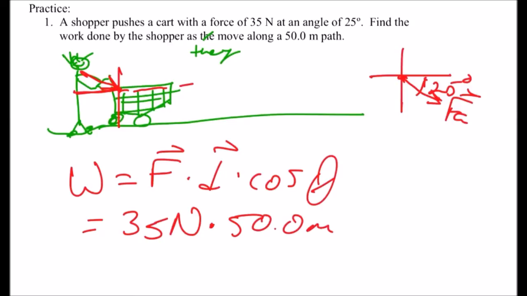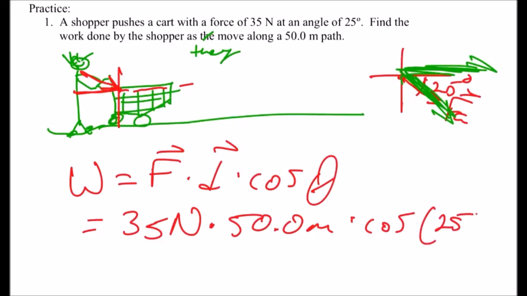times the cosine of, now, by definition, theta is the angle between the force doing the work and the displacement, right? So my displacement vector is this way, my force vector is that way. What's the angle? 25. No, that's a 25. How many sig figs should you tell me? 2. All right, so what is it?